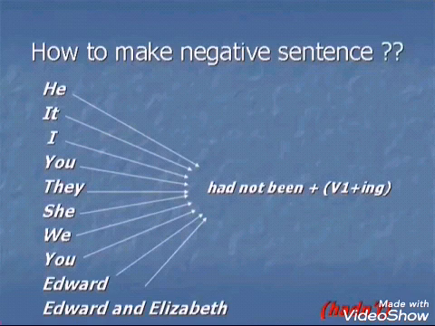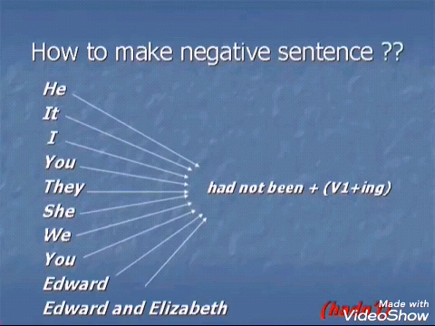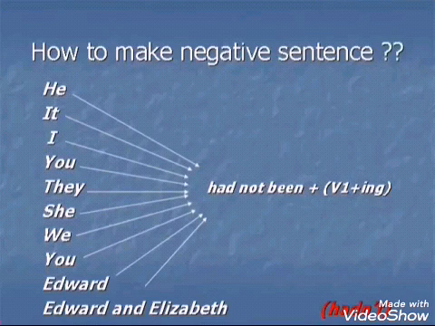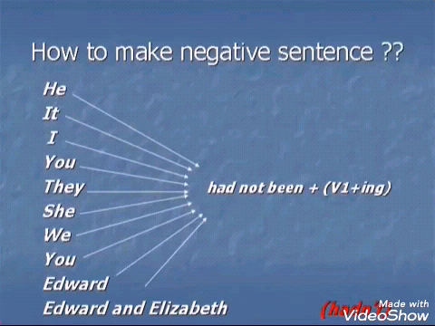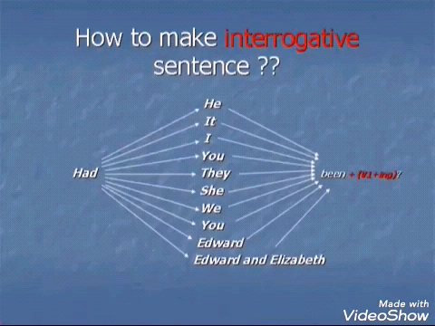not been trying bananas, you had not been phoning your friend, they had not been studying science, she had not been eating sushi, we had not been cooking, you had not been studying, Edward had not been playing the guitar, Edward and Elizabeth had not been writing letters for many years. So the negative form of the past perfect continuous has not been plus verb plus ing.